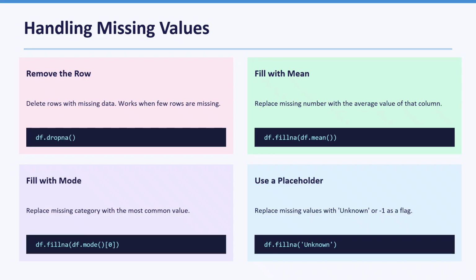When your data has missing values, you have a few options. Option 1, remove the row. If only a small percentage of rows have missing data, just delete them. In Pandas, that's df.dropna. Option 2, fill with mean. If someone's age is missing, replace it with the average age of all the customers. Option 3, fill with mode. For categorical data like city, fill with the most common city. Option 4, use a placeholder. Replace with unknown or -1 to signal that data is missing. Which approach is best? It depends on your dataset and the column. There's no one size fits all answer. That's why exploration comes before cleaning.